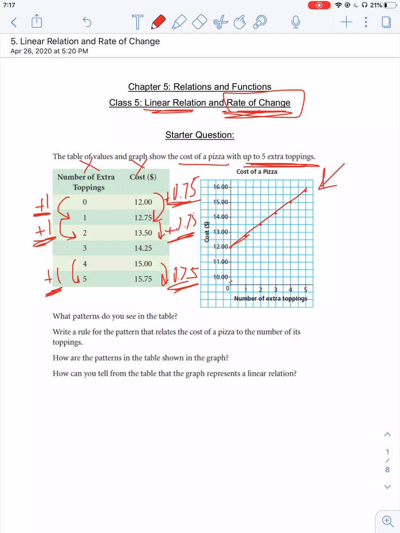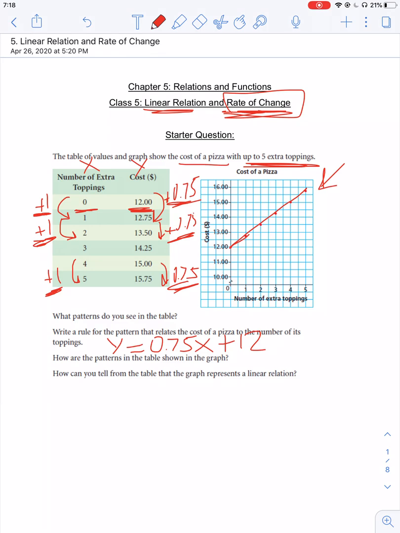Write a rule for the pattern that relates the cost of the pizza. So for this one, I'm gonna answer it over here. So y is equal to, because it's increasing by 0.75 every time, you're gonna have to multiply 0.75 by x, okay? So 0.75x, but if I do that, I have a problem, right? Because at 0, I'm not at 0. At 0, right now as it stands, if I plug in x equals 0, my y value will also be 0, but I'm not at 0, right? At 0, I'm actually at 12, so you're gonna have to add that 12, and this is how it goes.